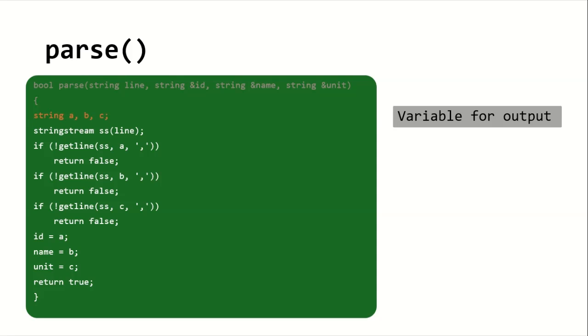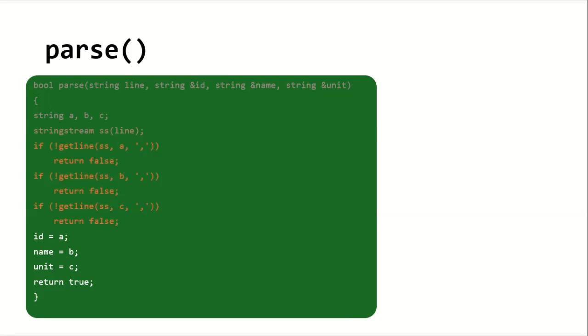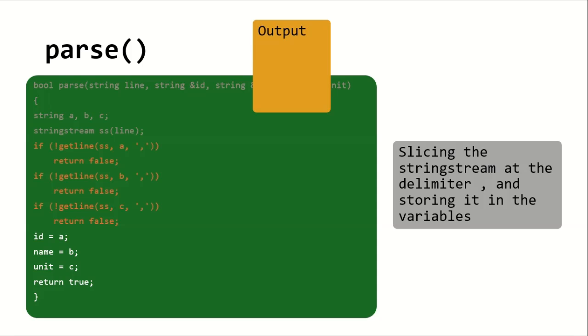We also create three variables, A, B, and C. We create a string stream for the line for easy manipulation. We get the line, and we are going to slice the string stream at the delimiter. The delimiter we are checking is the comma, and we store the pieces in the variables A, B, and C.